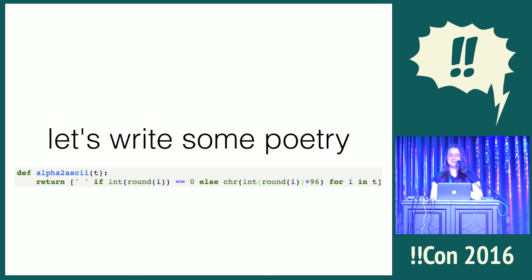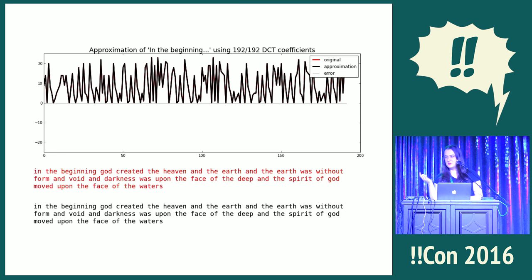Now that I have some text as a series of numbers and I have the DCT of that series, I can compress the text in a lossy way and attempt to approximate the original with only a subset of the coefficients from the DCT. I'll use this function to convert the numbers in the inverted DCT back into text, reconstructing, approximating the text. Here's what it looks like. That's a little small on this slide.